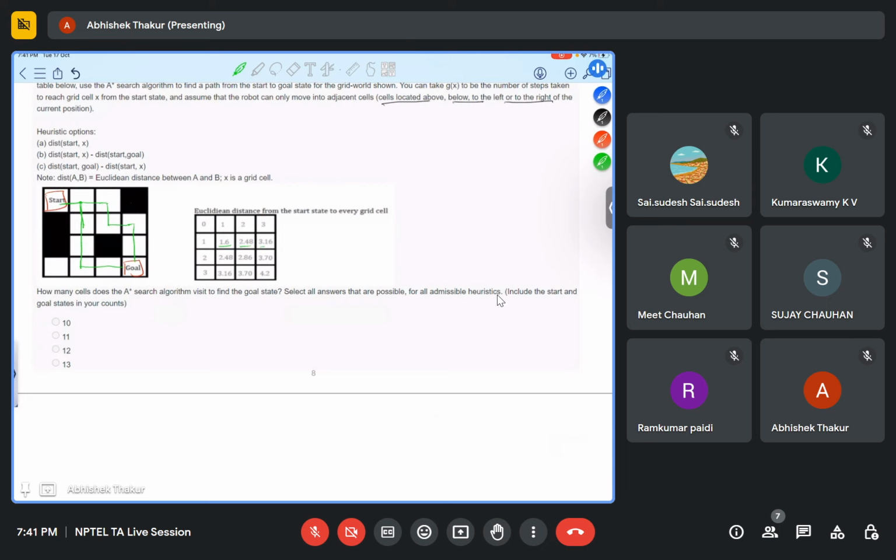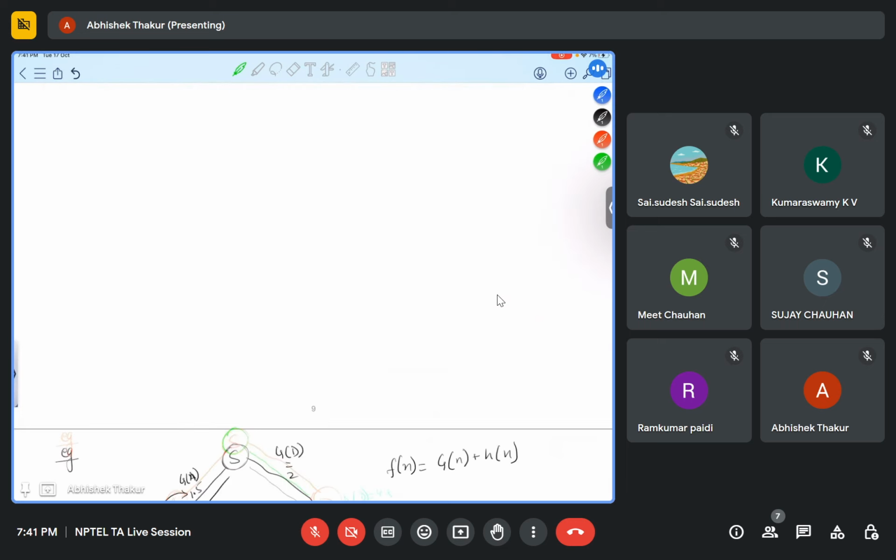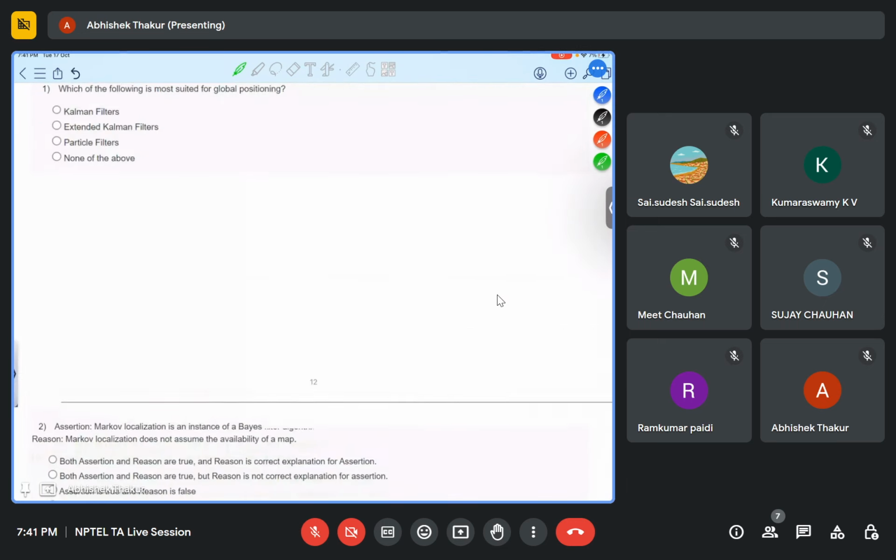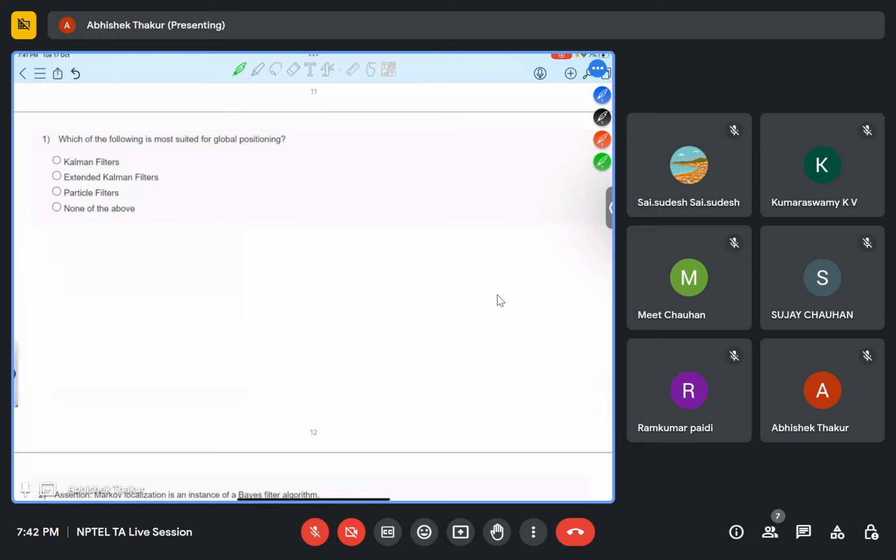So the grid will start from 0, 1, 2, 3, 4, 5, 6, 7, 8, 9, 10. So this is the total grid, 0 to 10. So the total number of grids is 11. So we're just asking the number of cells this A star algorithm is visiting. So that is 11 for this question. And also we can calculate the cost depending on each path, how much cost it is, and the least cost path will be chosen by the A star algorithm.